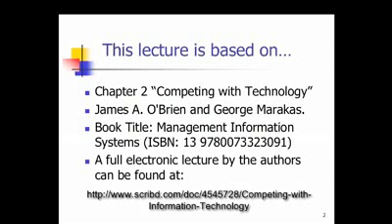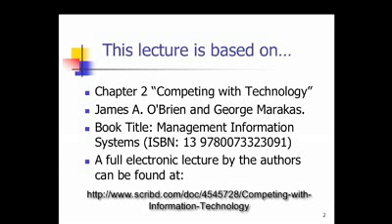And as I mentioned last week, we don't have a textbook for the course. Instead, what I've done is I've pulled lectures and I've pulled information from a variety of different sources. One of them being what you're looking at here on this slide. This particular lecture is based on a book by James O'Brien and George Morakis, if I've said that correctly. And the book's titled Management Information Systems. And I put the ISBN number up here just in case you're interested.